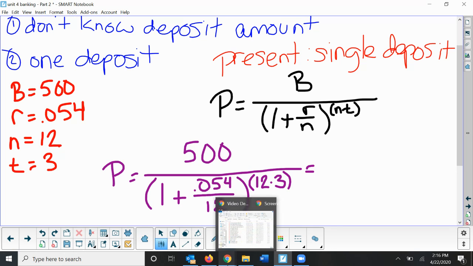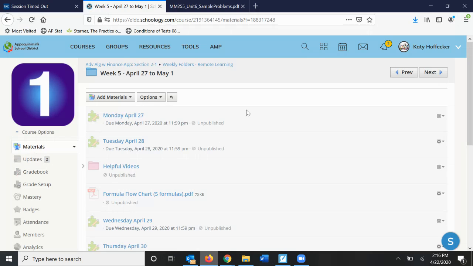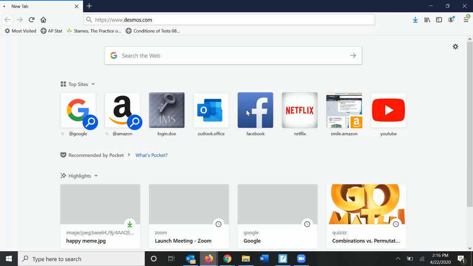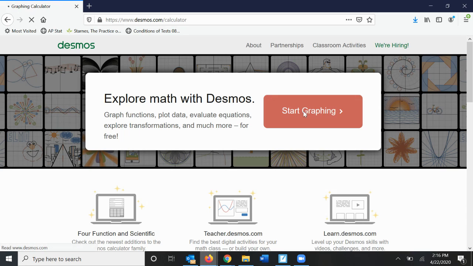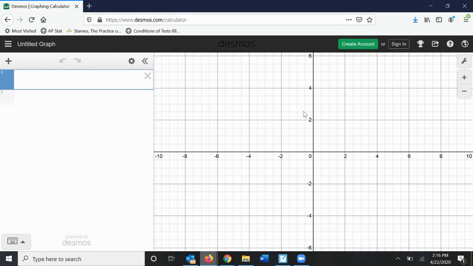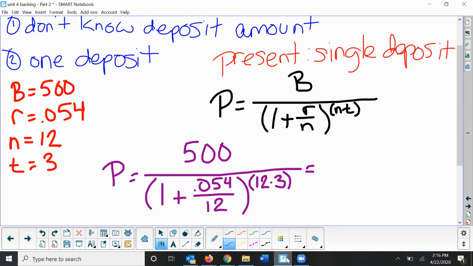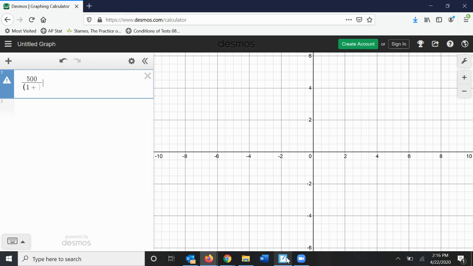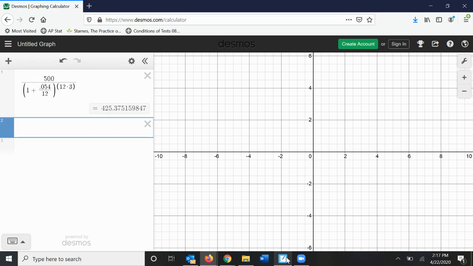And then I'm going to go on in to decimals. Careful with this one, make sure you hit that divide sign. If you forget that divide sign, you're actually doing the regular compound interest formula instead of present single deposit. And I just want to double check my numbers real quick. So we have 5.4% monthly and 3 years. Make sure you go into the exponent, and that exponent goes in parentheses as well.